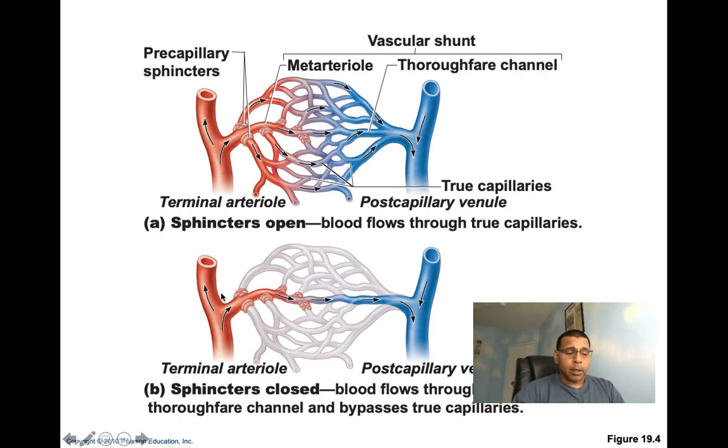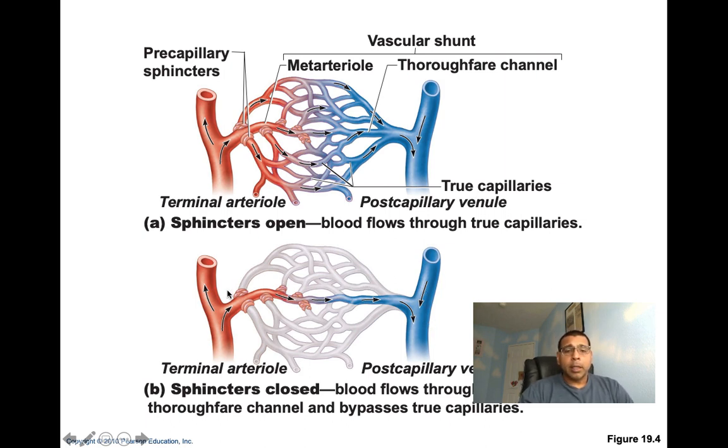First, we have the meta-arteriole. The meta-arteriole is a blood vessel that's structurally found in between the terminal arteriole, the true capillaries, and the thoroughfare channel. Now, the thoroughfare channel is the blood vessel that's going to be found intermediate between the true capillaries, the meta-arteriole, and the post-capillary venule. So it's in between those.